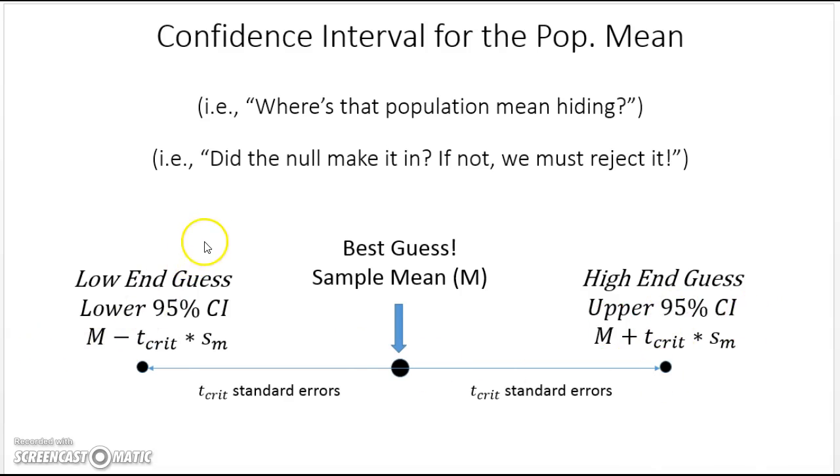And then what we could do, with the confidence interval, is look at where the null hypothesis of the population mean is. If it's outside of our confidence interval, that would be the same as rejecting the null. If it's somewhere inside here, we would fail to reject the null.